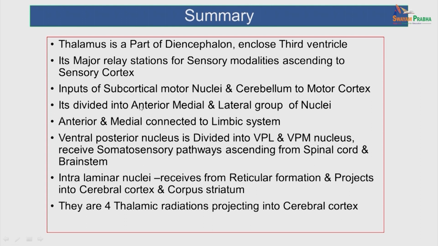It is divided into anterior, medial and lateral group nuclei. The anterior and medial group nuclei become a part of the limbic system. The ventral group is divided into the VPL and VPM nuclei because it receives the specific somatosensory pathway from the spinal cord and brainstem. The intralaminar nucleus receives from the reticular formation and projects into the cerebral cortex. So, there are 4 thalamic radiations which, through the internal capsule, project into the cerebral cortex.